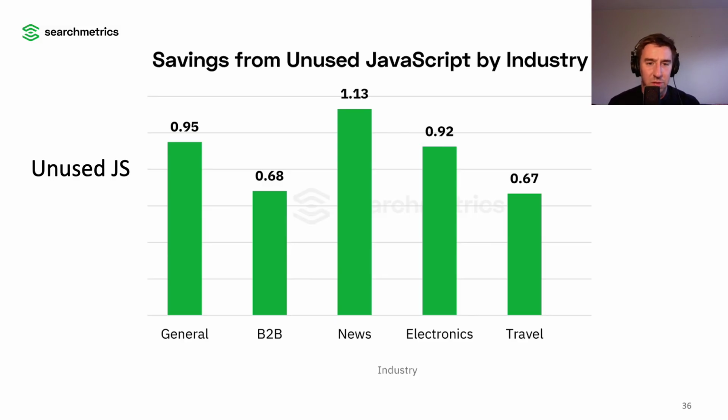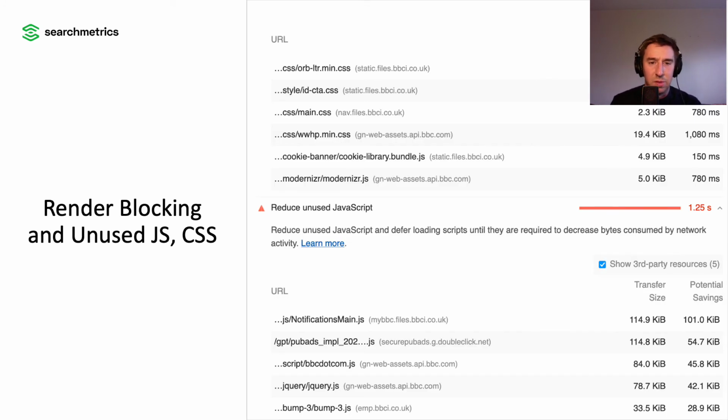So, unused JavaScript. This is JavaScript that's on your web page that is never even used. We analyzed how much different industries could save. We saw that the news industry, on average, could save 1.13 seconds simply by removing code that serves no useful function. Okay, so we checked the BBC website, for example. If you see this statistic here, 1.25 seconds, that's the amount of loading time the BBC could save just by deleting code that's never even used.